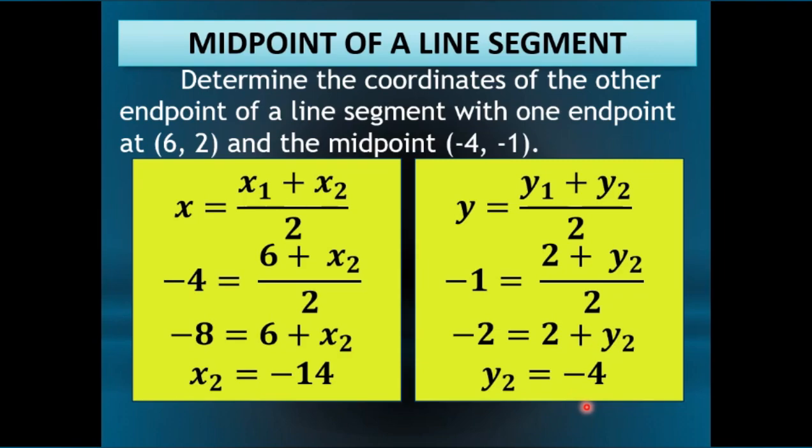Therefore, the coordinates of the other endpoint given one endpoint at 6, 2 and the midpoint negative 4, negative 1 will be negative 14, negative 4, where the negative 14 is the x-coordinate and negative 4 is the y-coordinate.